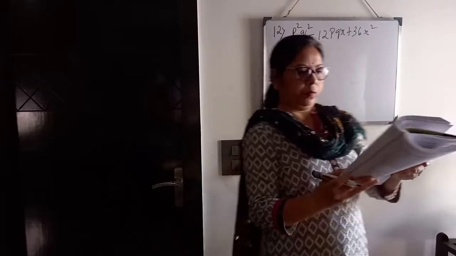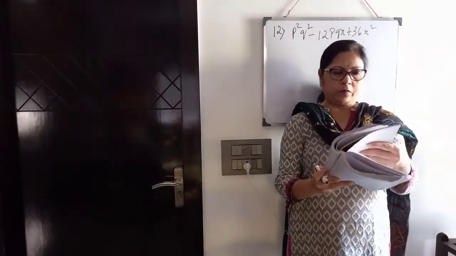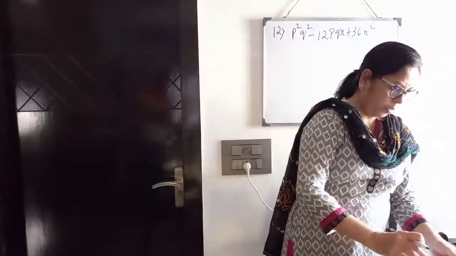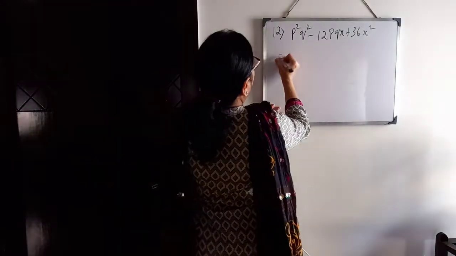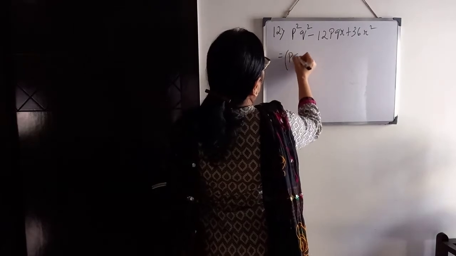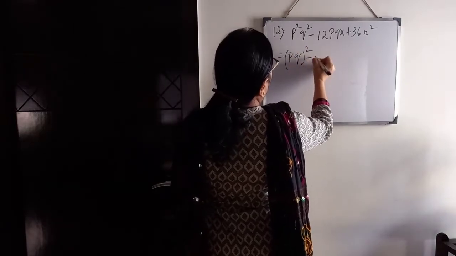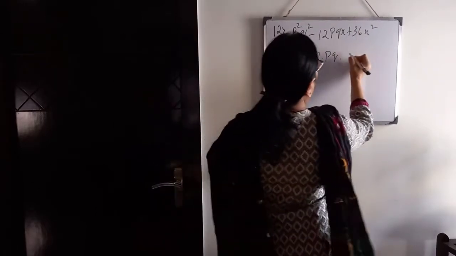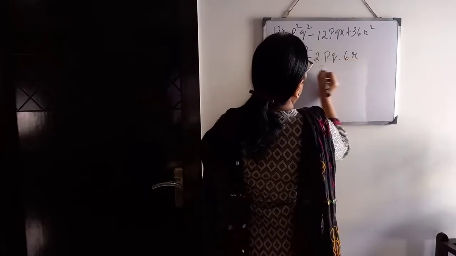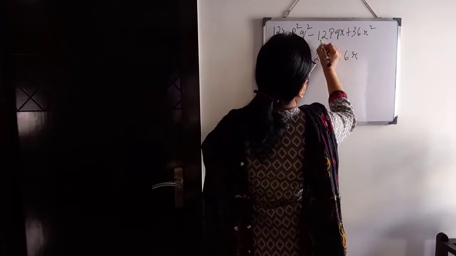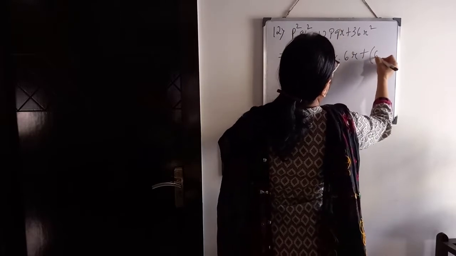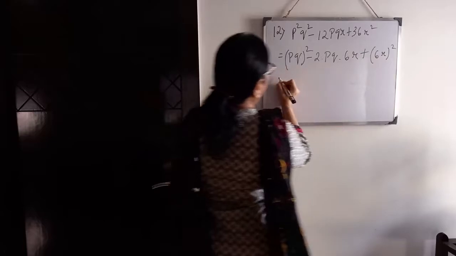So first you have to express it in the form of a perfect square and then you have to put the values. So here we can write it in that form: pq whole square minus twice pq, and there is 36 r square. So from there what you can get? 6r. Now if you multiply 6 twos are 12 pqr, the middle one is coming. So it is okay. Now 6r whole square.